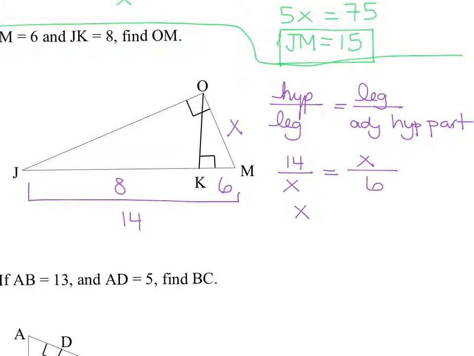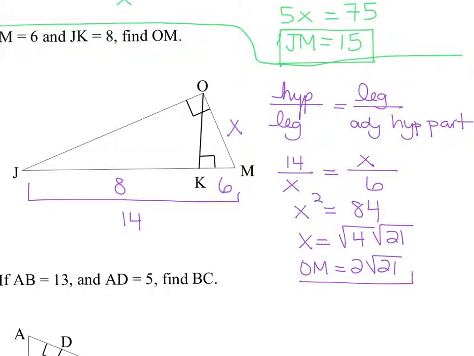And we're left with x squared equals 14 times 6 or 84. And the largest perfect square that goes in 84 is 4. Square root of 4, square root of 21, resulting in OM to equal 2 root 21.